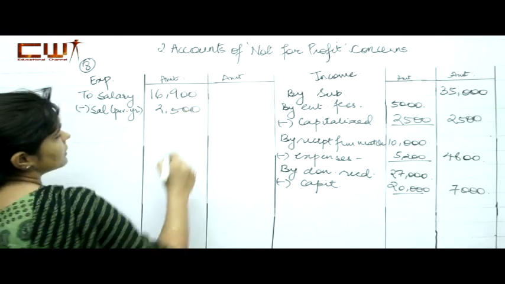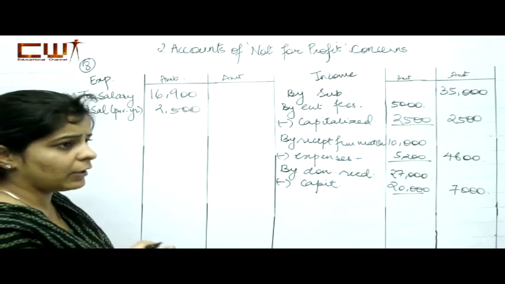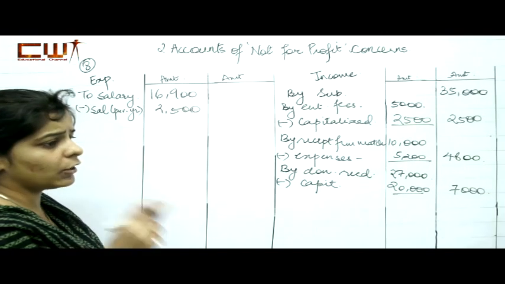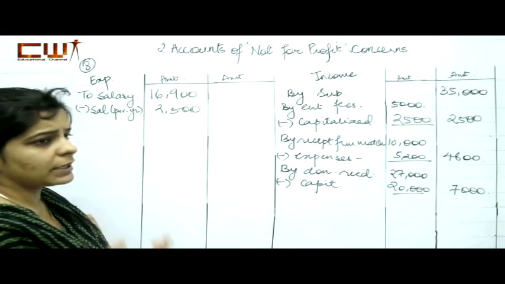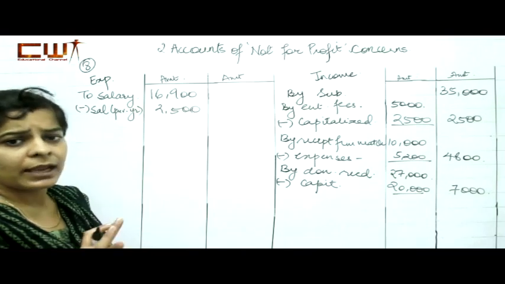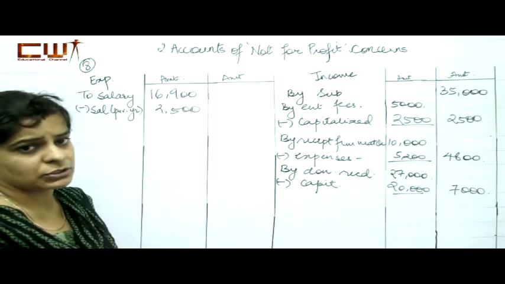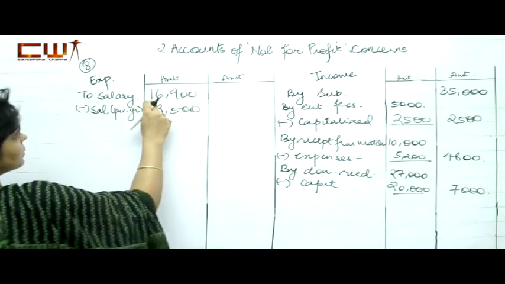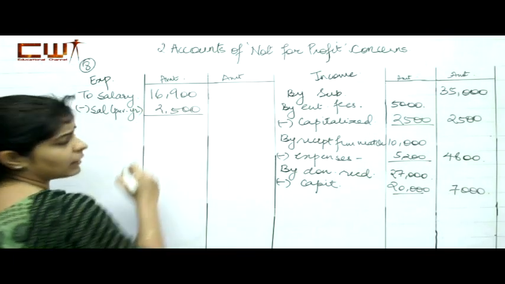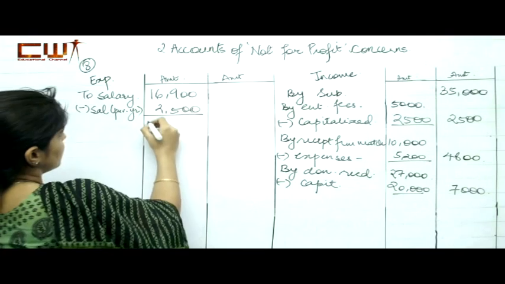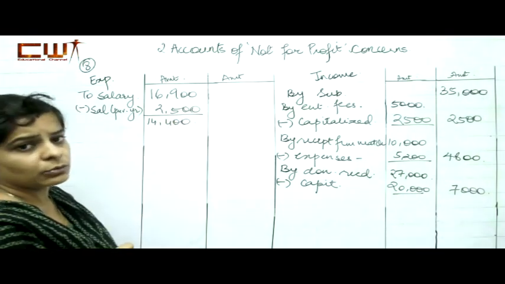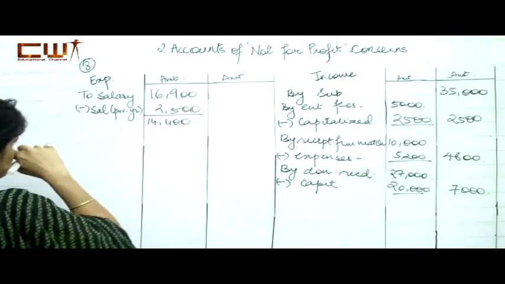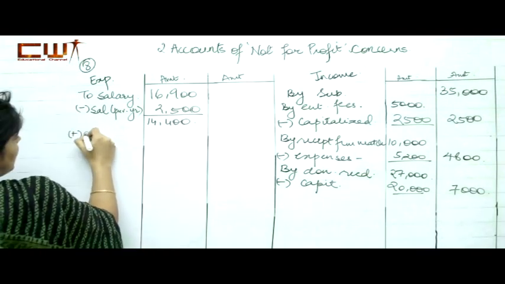Nothing of the previous year. See, if anything is prepaid or pre-received or outstanding of this year will be coming. If anything of the previous year or the coming year is there, it will not be recorded in the income and expenditure account, right? So 16,900 minus 2,500 will give you how much? 14,400. Right?